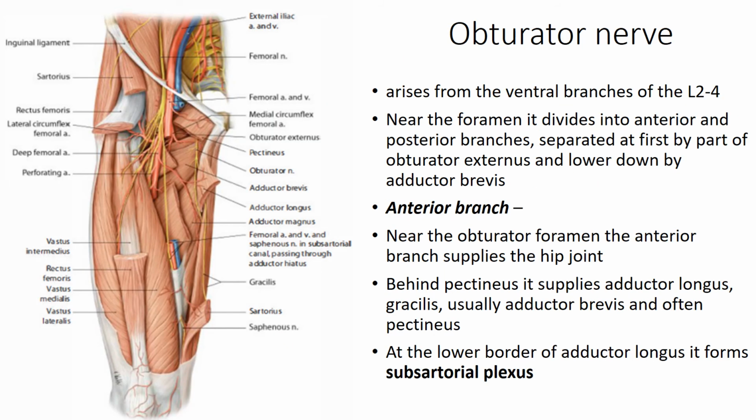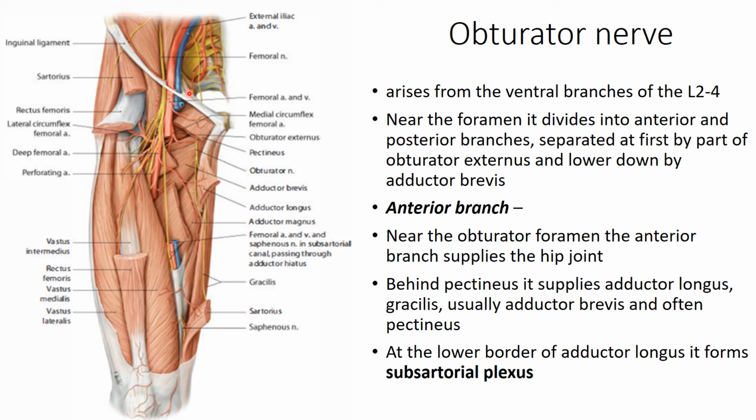Now about the obturator nerve. The obturator nerve arises as ventral branches from L2, 3 and 4, and as it arises, initially it descends through the substance, through the fibers of the psoas major, and then it descends again and lies on this portion, here.